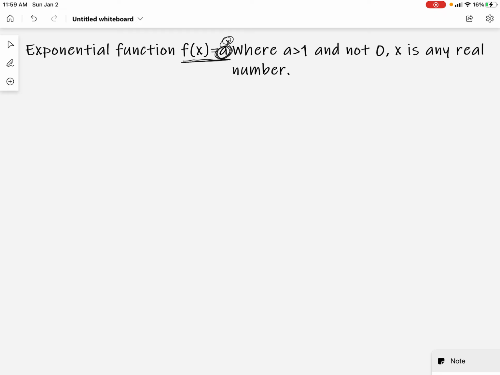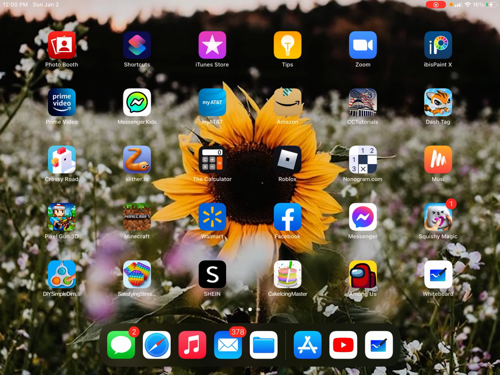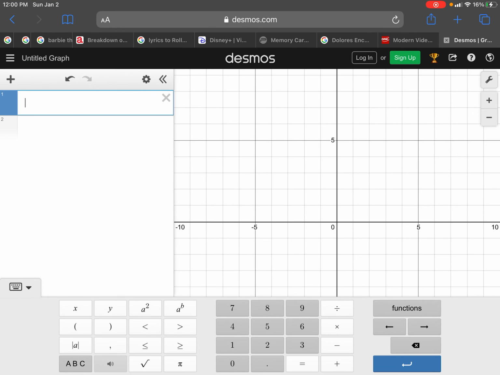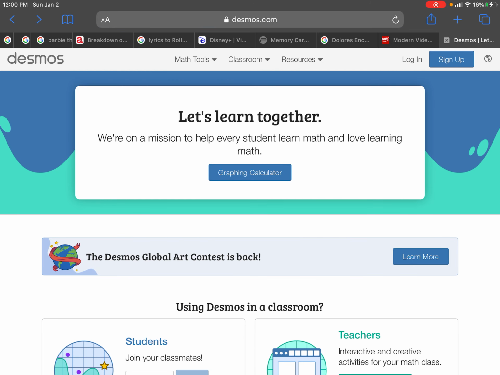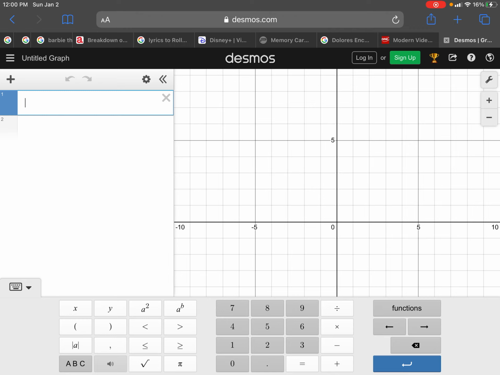So the easiest way to graph these functions, which is something that you will do in this lesson, is to use a graphing utility like a graphing calculator or a website. Desmos.com is one that I use. So I'm going to take you there. And here, when you come to the first page of Desmos.com, you'll see that graphing calculator option right there at the top.